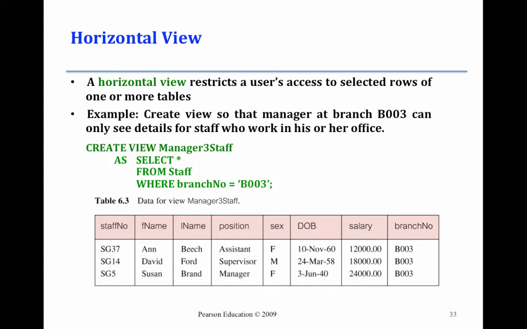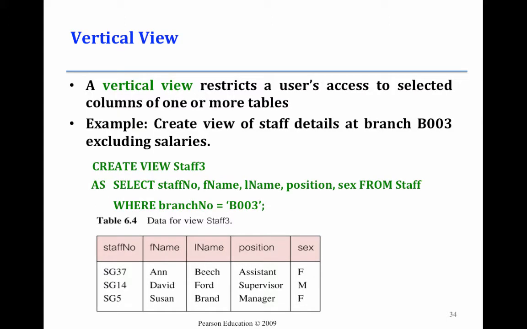We've restricted the rows. A vertical view restricts the access to columns. For example, we might not show the salary column because that's a column that could create a lot of angst among our staff. So we might create a view here that omits the salary column while allowing staff to access the other columns. Okay, so that's a vertical view. It restricts columns. You may or may not also be restricting rows with it.